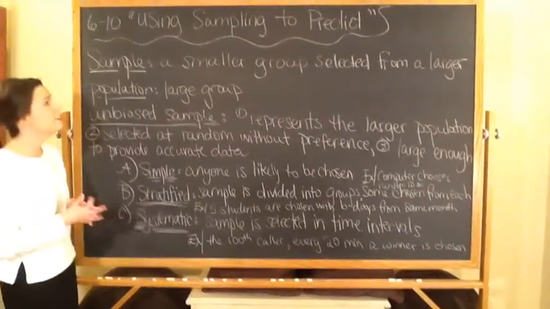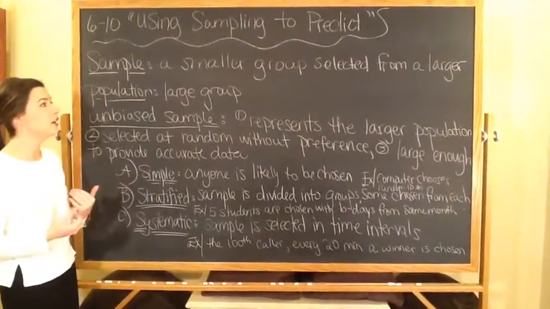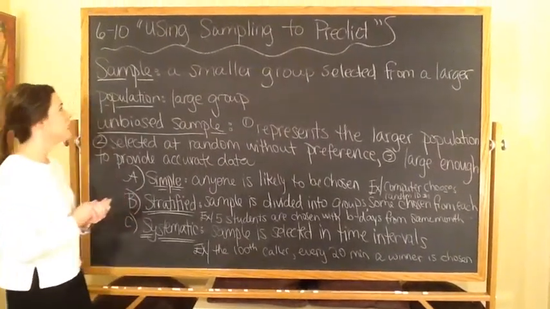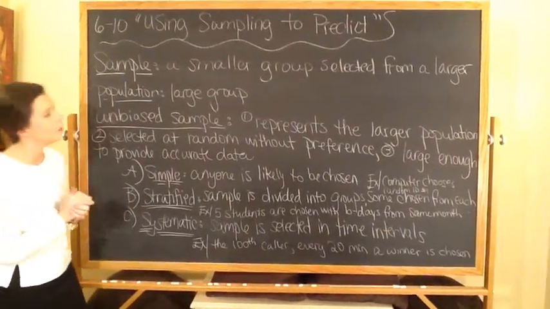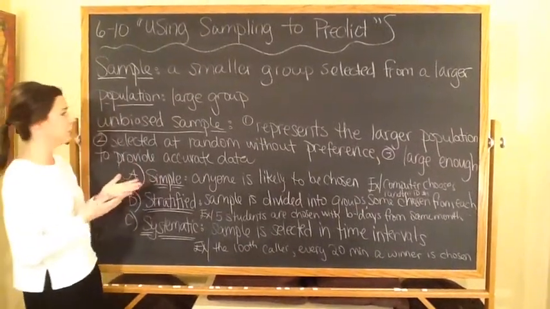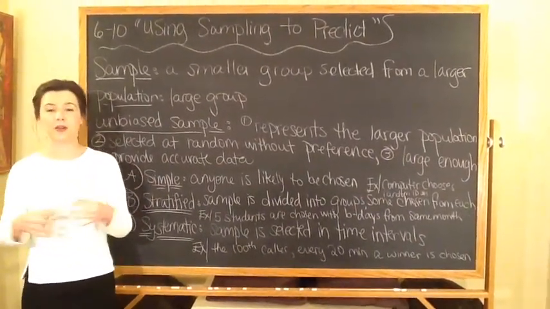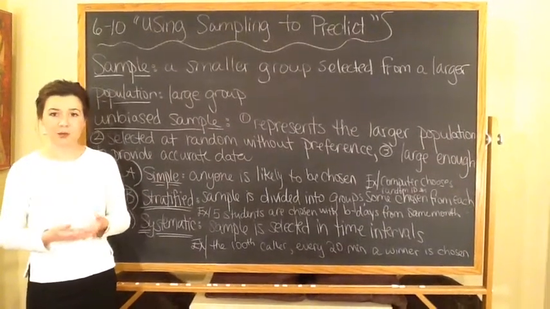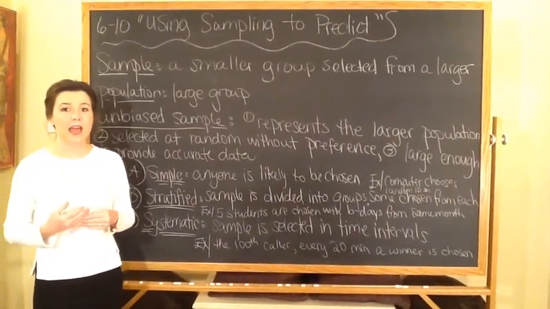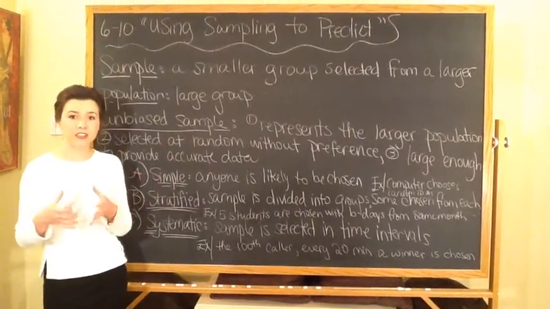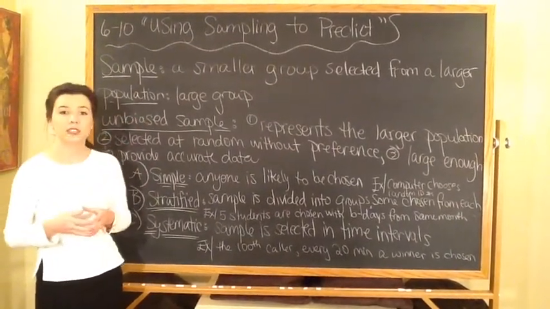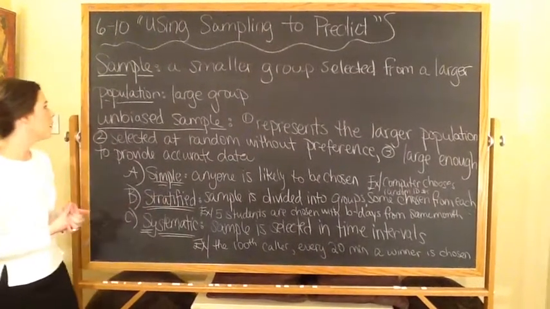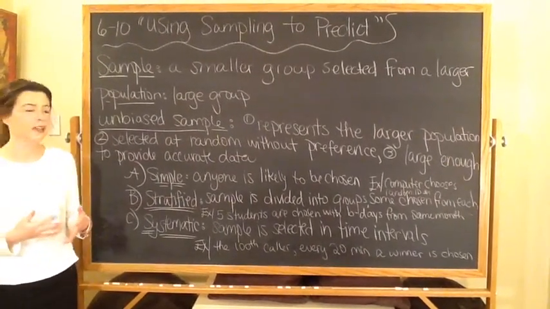So basically what you have to do to be able to predict some sort of information, you need to take what's called a sample. A sample is a smaller group selected from a larger group. So you're taking a random group and you're going to ask them a question and get some feedback, and the sample that you have chosen should give you an overall feel of how everyone feels about it. There are several different ways of doing this.